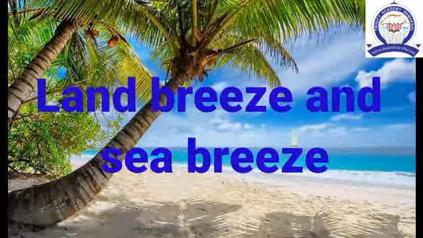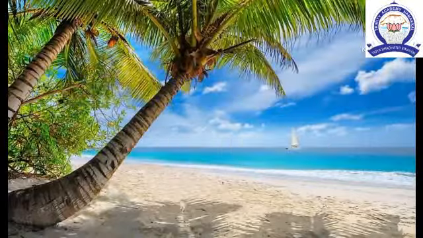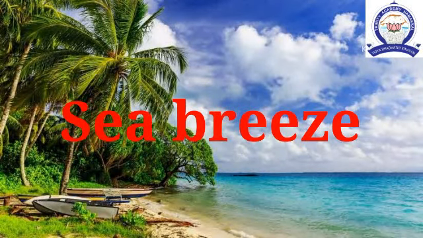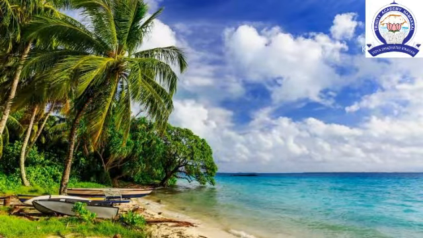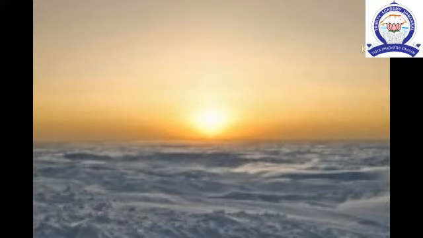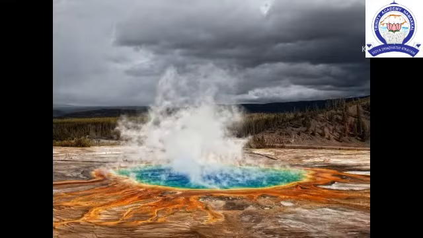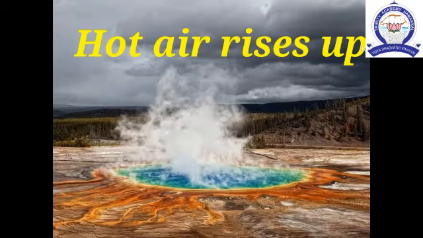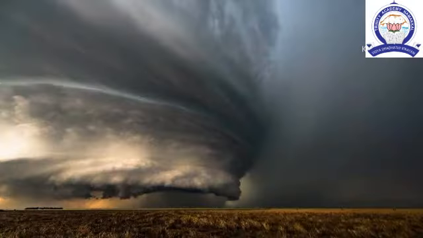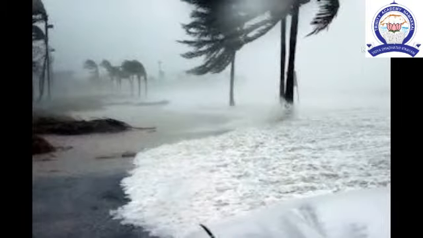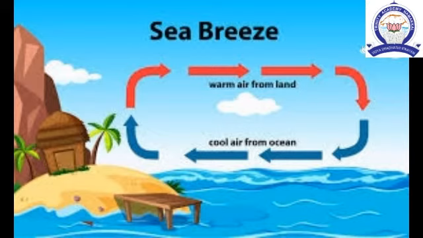Next topic is land breeze and sea breeze. During the day, land gets heated quickly, but the sea does not. The air above the land gets warmer and rises up. Cool air over the sea rushes in to take its place. Thus, a cool sea breeze blows towards the land during the day. This type of breeze is called sea breeze.